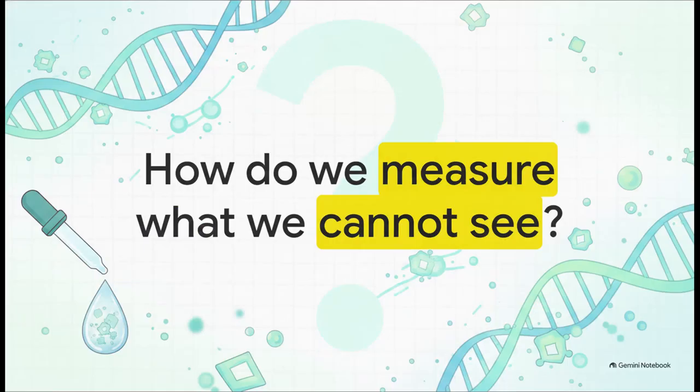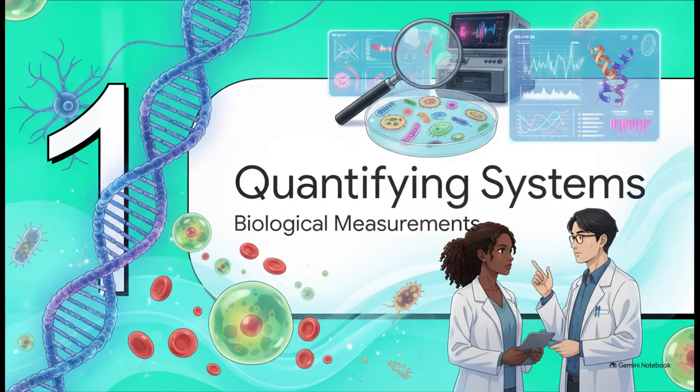But it really brings up the ultimate laboratory puzzle, right? How on earth do we measure what we literally can't see? Whether you're talking about an invisible enzyme firing off a million reactions a second, or just a microscopic strand of DNA floating in a tiny drop of water, biochemists have had to invent some incredibly brilliant ways to quantify the invisible. This is absolutely the bedrock of modern biological science, and today we're going to see exactly how they do it. Section 1. Quantifying biological systems.